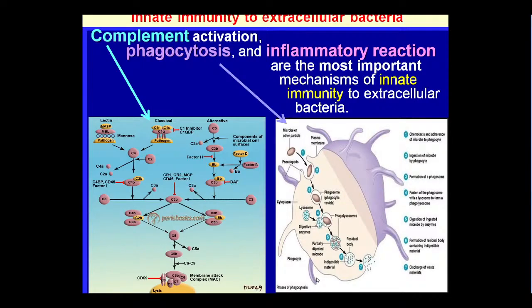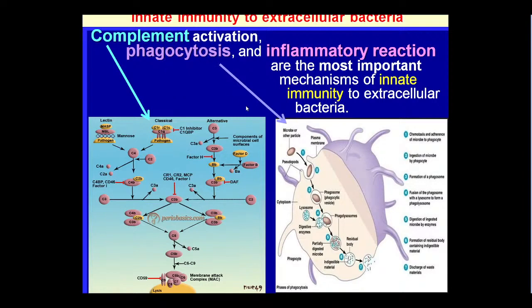Beginning from this slide, we'll start immunity against extracellular bacteria. Extracellular means bacteria that usually live outside of the human cells. For example, Staphylococcus, Streptococcus, Escherichia, Salmonella, and so on. Salmonella may live inside also. So, very important mechanisms of the struggle against extracellular bacteria are complement activation, we see here the different pathways of activation: lectin pathway, classical pathway, and alternative pathway. All these pathways, when realized completely, cause the formation of the membrane attack complex that causes lysis of the cell.